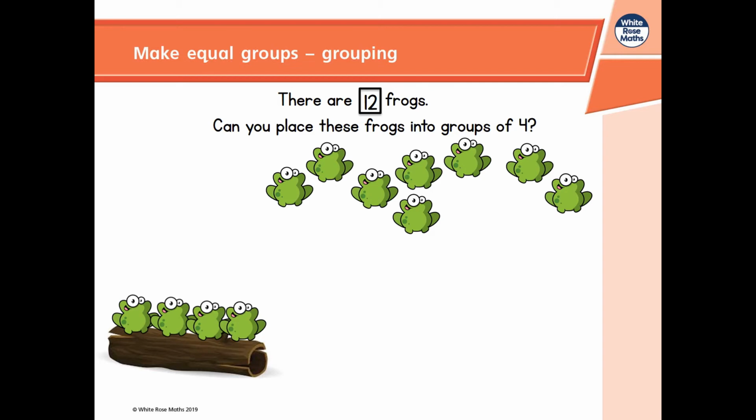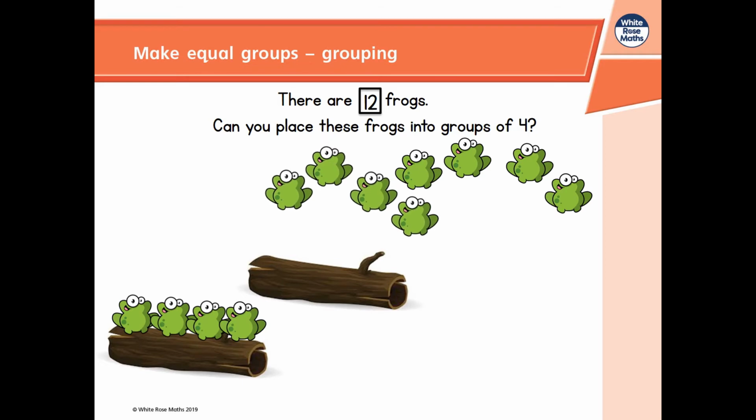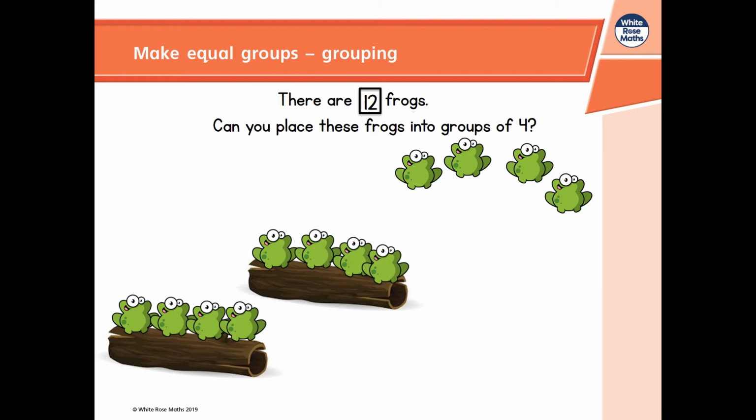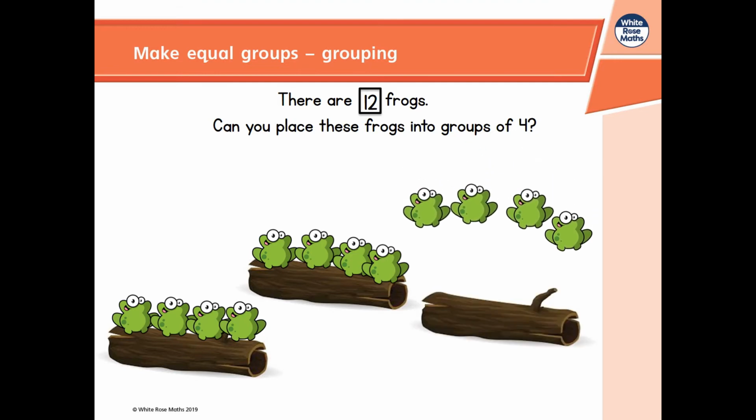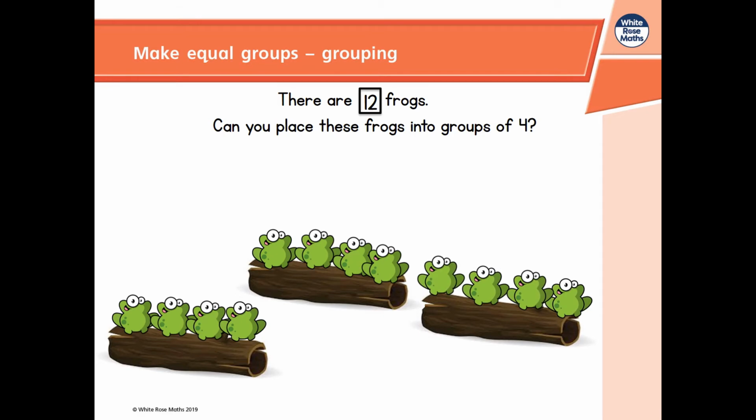Oh, but we have lots of baby frogs left. Let's place another log and get 4 more frogs to sit on that log. Done. Oh, it looks like we need 1 more log. Off you go, baby frogs. Oh, they look so happy. We have 4 frogs on each of the logs. That kind of rhymes.